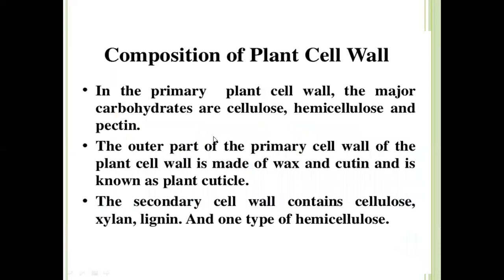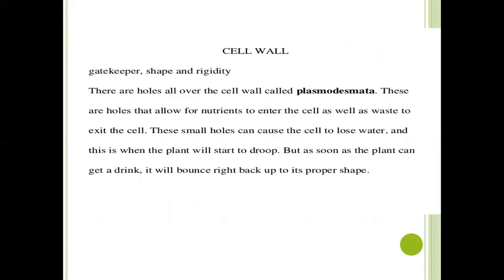Composition of plant cell wall. In the primary plant cell wall, the major carbohydrates are cellulose, hemicellulose, and pectins. The outer part of the primary cell wall is made up of wax and cutin and is known as the plant cuticle. The secondary cell wall contains cellulose, lignin, and one type of hemicellulose.